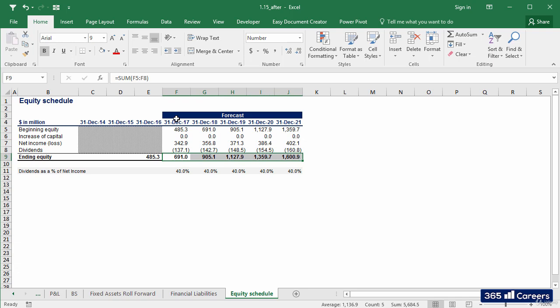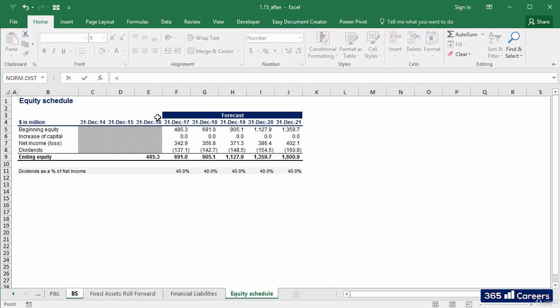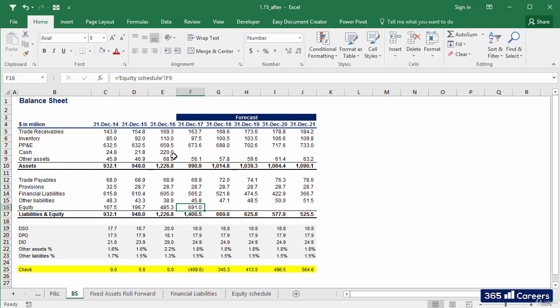Let's add these values to the balance sheet. The last component we need is cash. We'll need to build a cash flow statement to calculate cash.